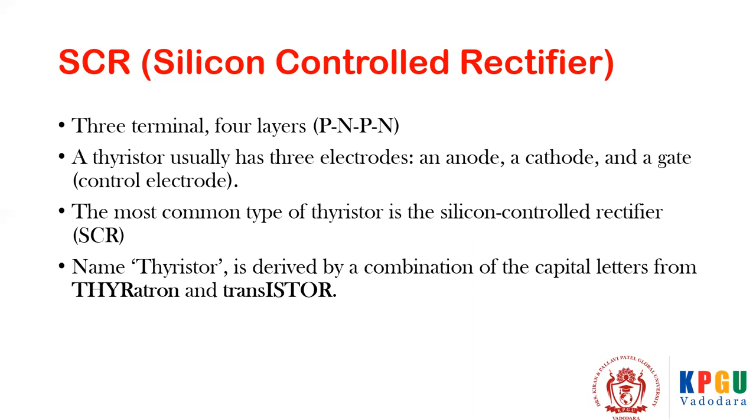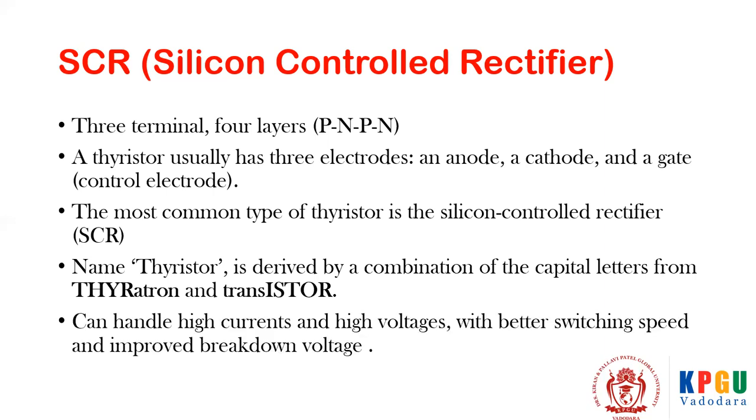Thyratron tubes were used previously for large power rating applications, and the transistor, as you already know, is known for its good switching and other characteristics, say turning on by base current. So a combination of these two is called a thyristor. Thyratron plus transistor is equal to thyristor. It can handle high currents and high voltages, and that's why it is very good for high power ratings. It also has improved breakdown voltage and better switching speed.